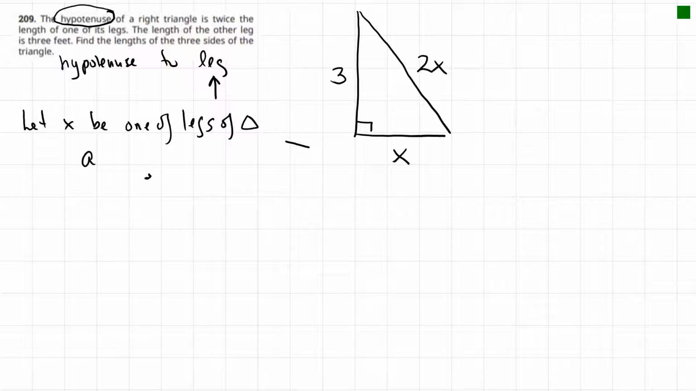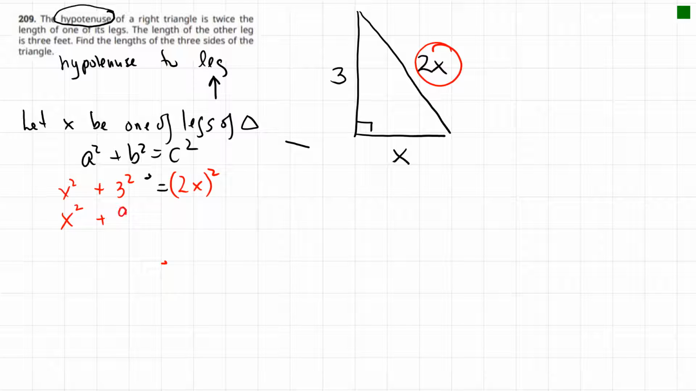So remember, Pythagoras is a squared plus b squared equals c squared, where the c is the hypotenuse. So the hypotenuse is 2x, so I'm going to go (2x) squared, and the legs are a and b, so that's x squared plus 3 squared. So now I'm going to simplify where I can with the exponents. So 3 squared is 9, and (2x) squared is 4x squared. Remember, that square belongs to both of the terms inside the bracket.